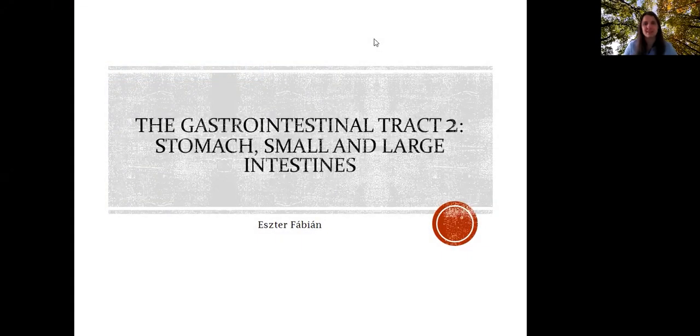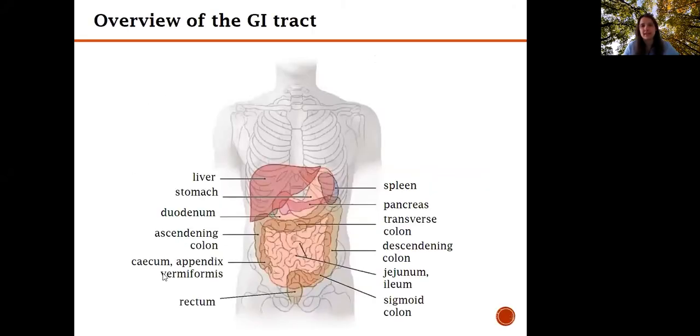Dear students, in this video I will talk about the second part of the gastrointestinal tract, including the stomach, the small and the large intestines. So let's see how these organs are located inside our abdominal cavity.